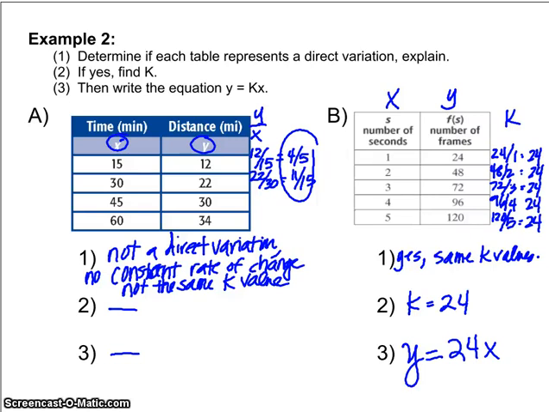Okay, Panthers, we are back as I got cut off on the last video. So here is video 2. Again, we're talking about direct variation.